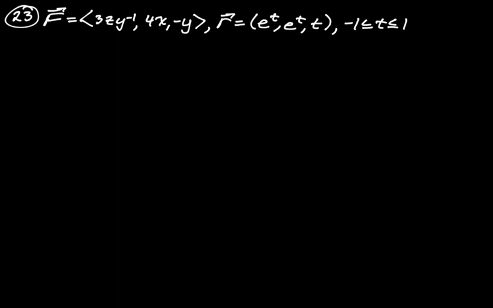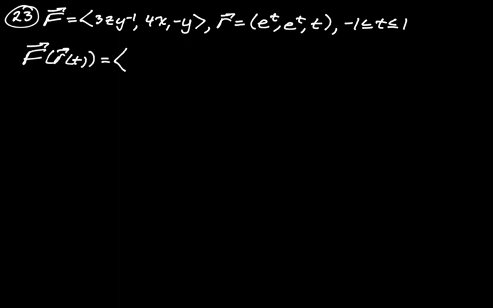So we have F, the vector field, 3z over y, 4x, and negative y, and then we have r(t) = e^t, t, and we're going from negative 1 to 1. So it's a vector field, so we have to find F of r of t and then dr, which is r prime of t dt.